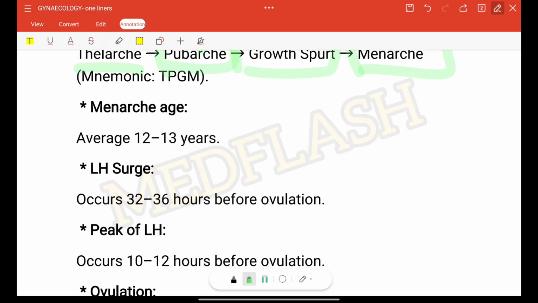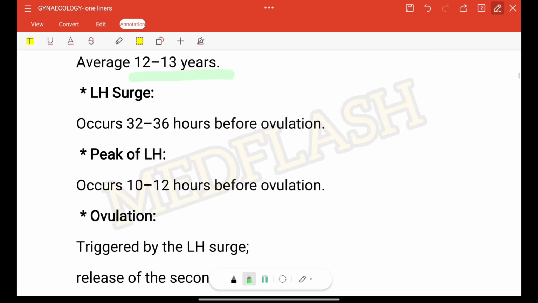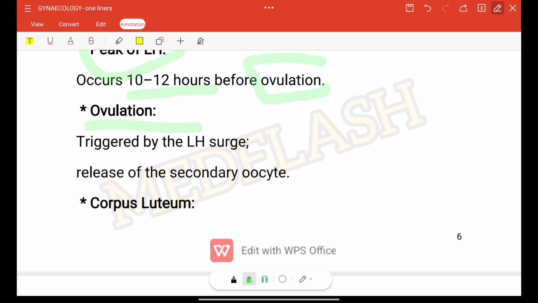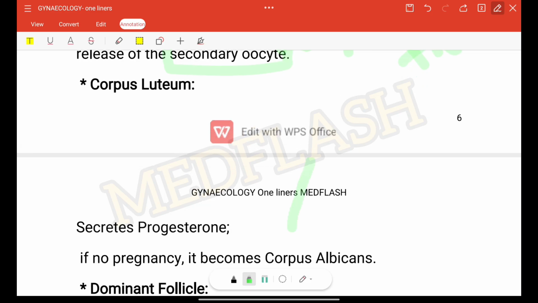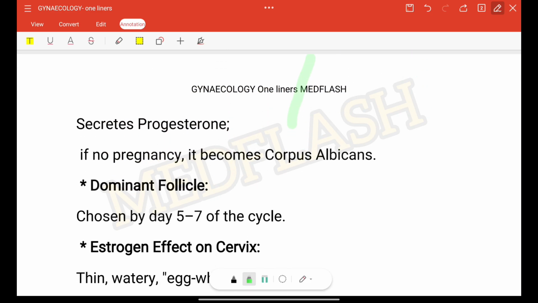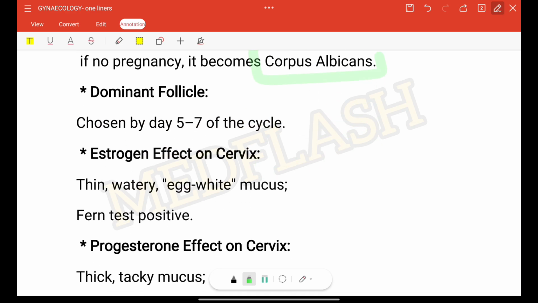LH surge occurs 30 to 36 hours before ovulation. Peak of LH occurs 10 to 12 hours before ovulation. Ovulation is triggered by the LH surge. Release of the secondary oocyte at the time of ovulation. Corpus luteum secretes progesterone. If no pregnancy, it becomes corpus albicans. Dominant follicle is chosen by day 5 to 7 of the cycle.